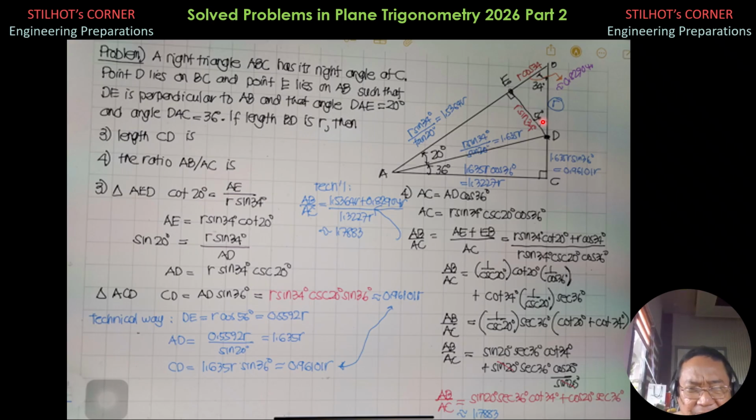So beginning with this, using 34 degrees, we have a right triangle, hypotenuse is r. So this is r cosine of 34 degrees, while this is opposite to 34, so this is r sine of 34 degrees. Then we proceed to this right triangle here.